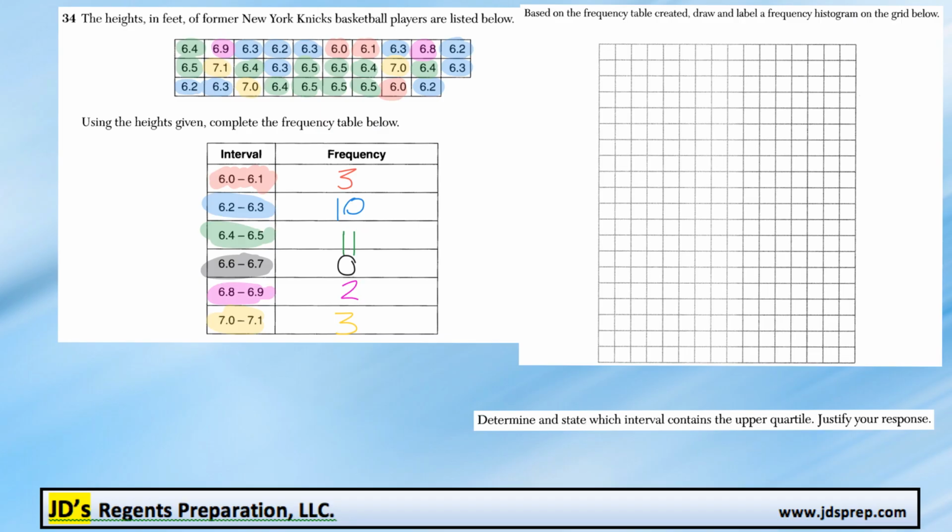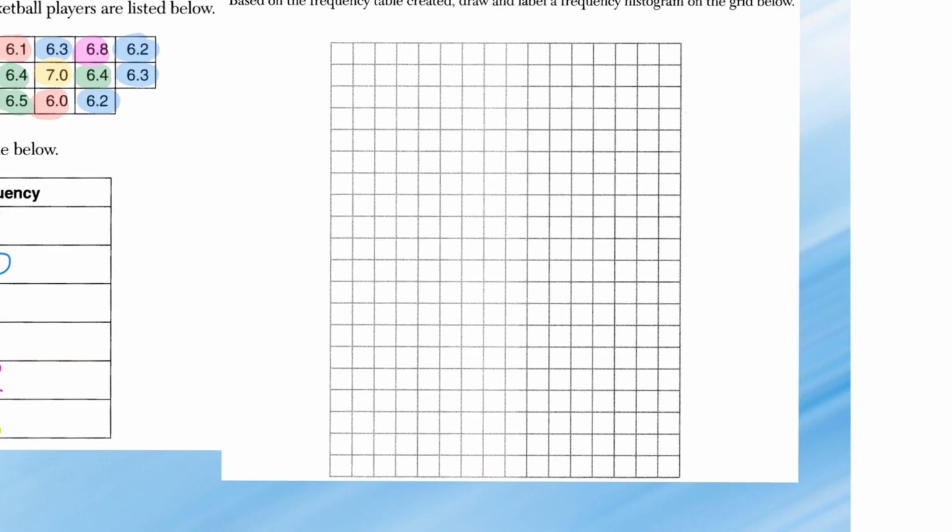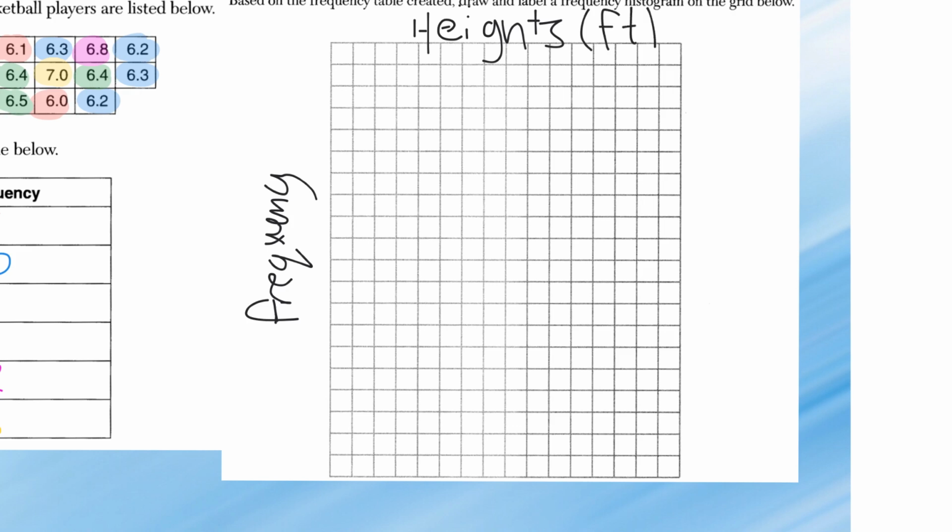For the next part of the question, it says to create, draw and label a frequency histogram on the grid below. So I'm going to go ahead and zoom in over here again. For a frequency histogram, we're going to label the y-axis as our frequency. Sorry about the messy writing there. And we are looking at the heights of the basketball players. So we'll put that up here. And of course, our units is in feet.